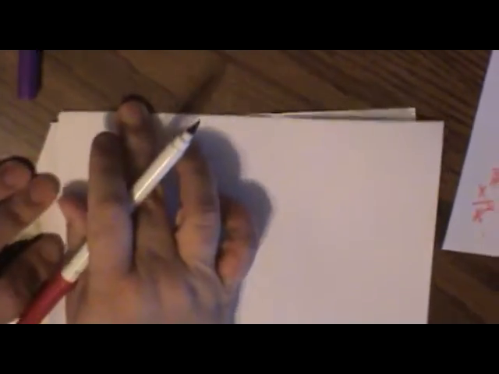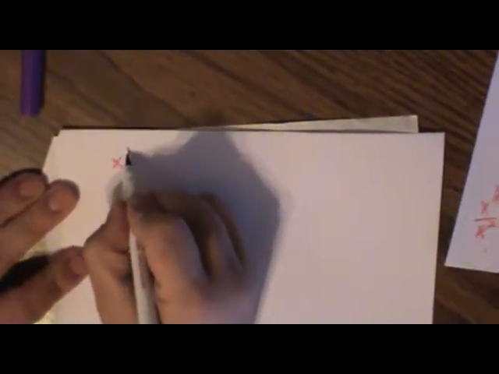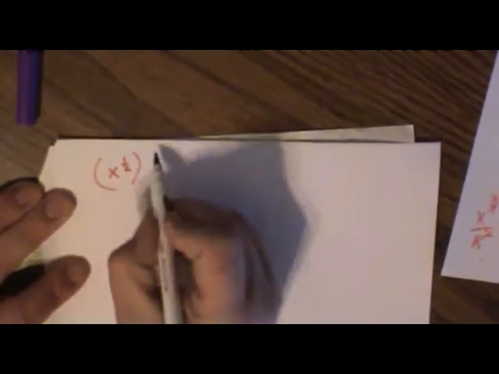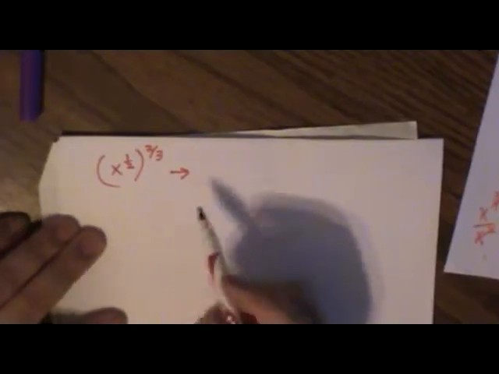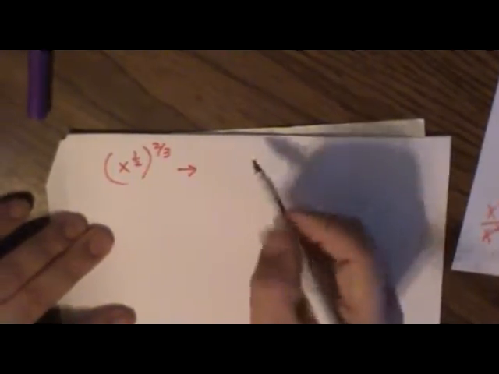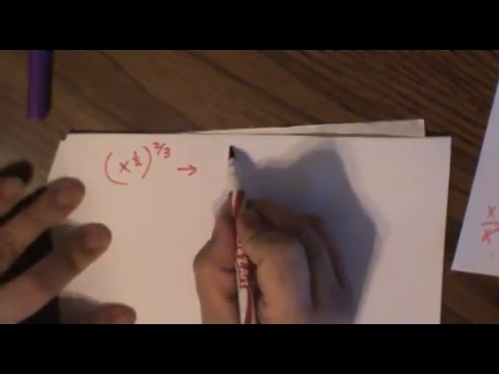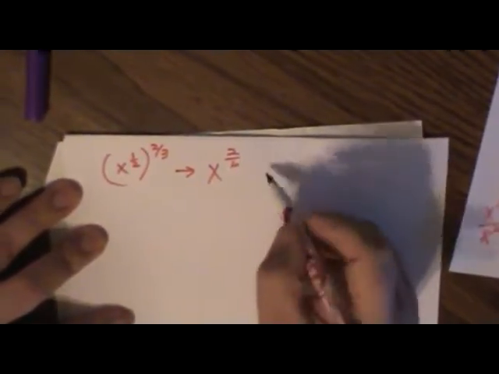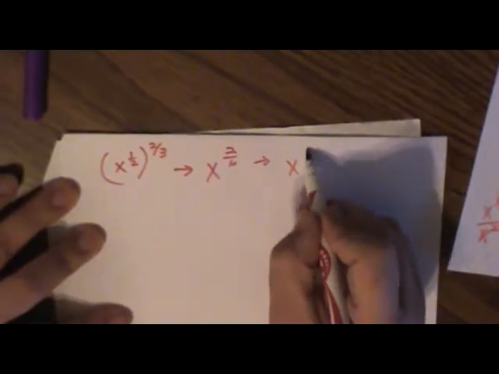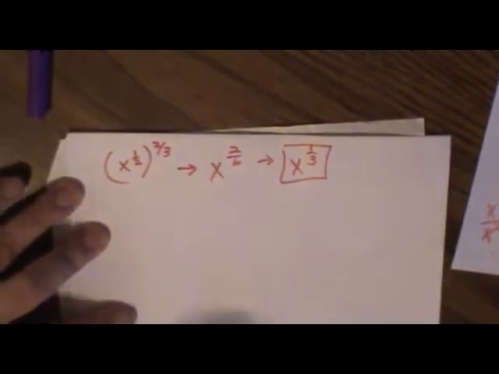Another problem is x to the 1/2 power, and we're raising it to the power of 2/3. We have a power raised to a power, so those are going to multiply. So 1 times 2 is 2, and 2 times 3 is 6. We can reduce that, and it becomes x to the 1/3 power. And that's our answer.